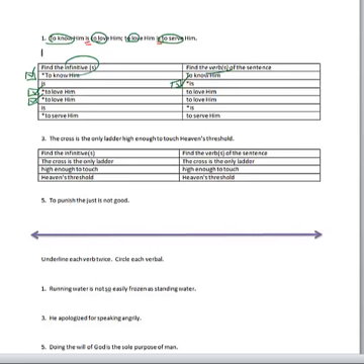Okay, so let's look at number 3. The cross is the only ladder high enough to touch heaven's threshold. So once again, we're going to underline the verb of the sentence, which is. Just as a little side note, cross is the subject. Okay, cross is. So where's our infinitive? To and a verb. To and touch, that's a verb, so that's our infinitive.